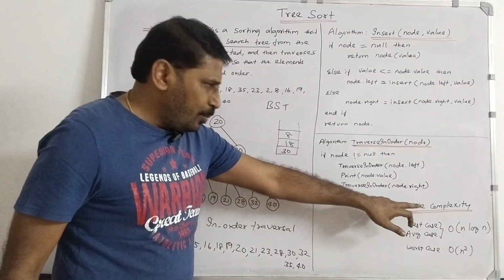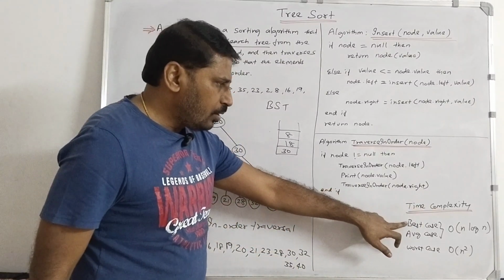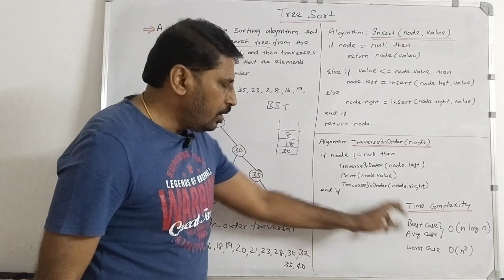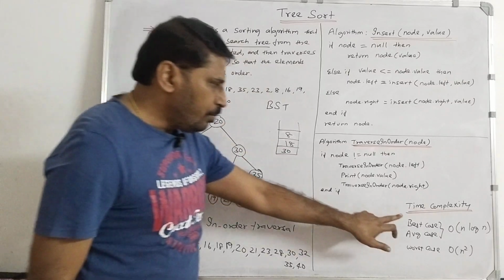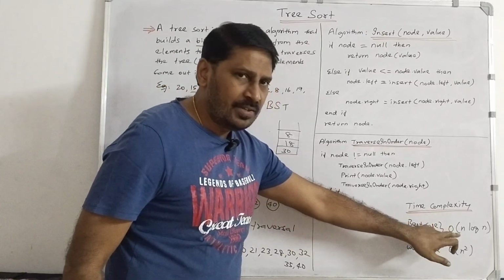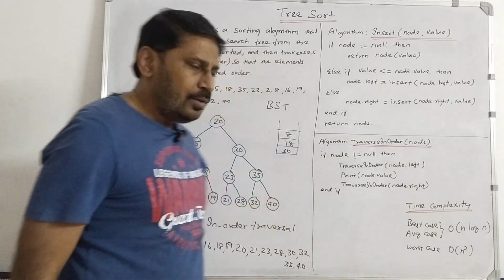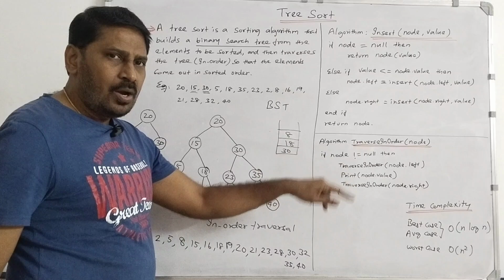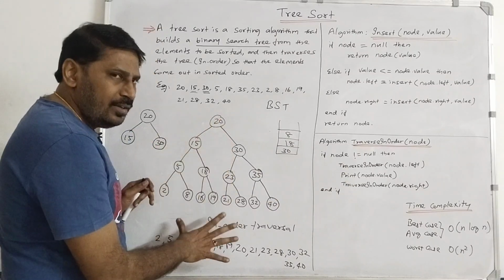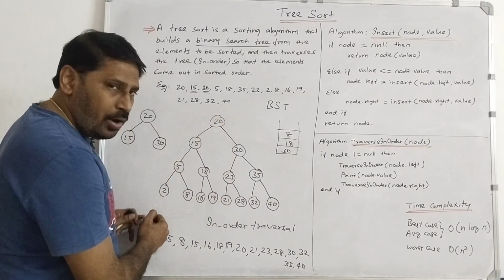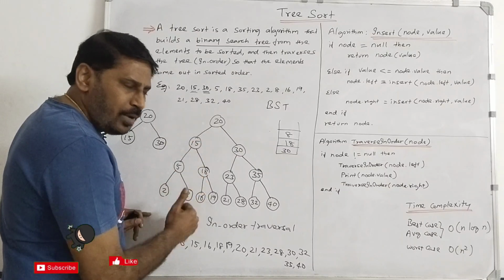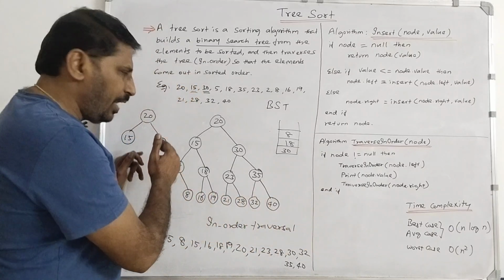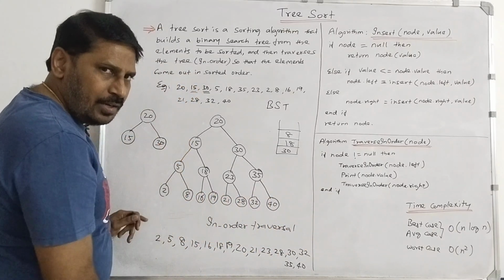So we want to discuss time complexity also. There are three cases, we already know: best case, average case and worst case. In tree sort, best case and average case time complexity is big O of n log n. Why are best case and average case big O of n log n? We already know that the binary tree has a height of log n. Suppose I want to traverse one by one, it takes n time. So that's why the best case and average case take big O of n log n time.